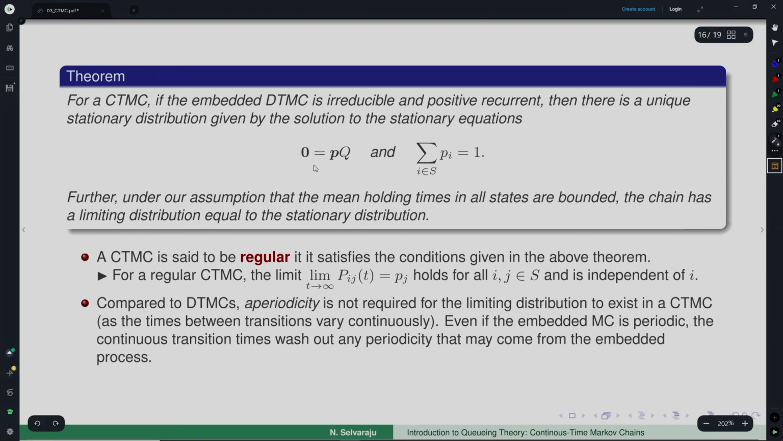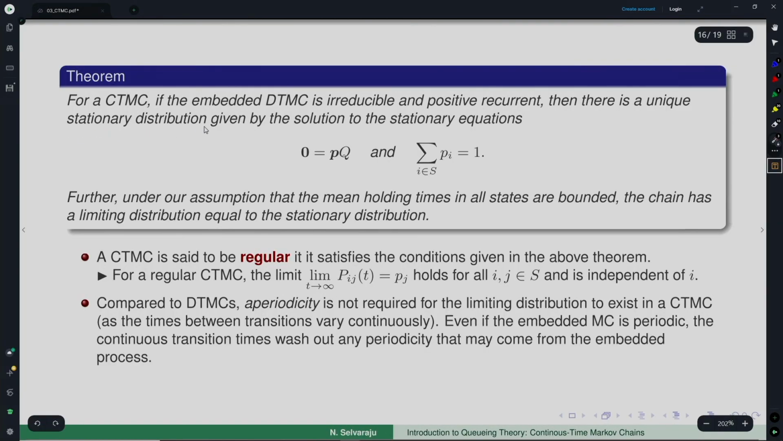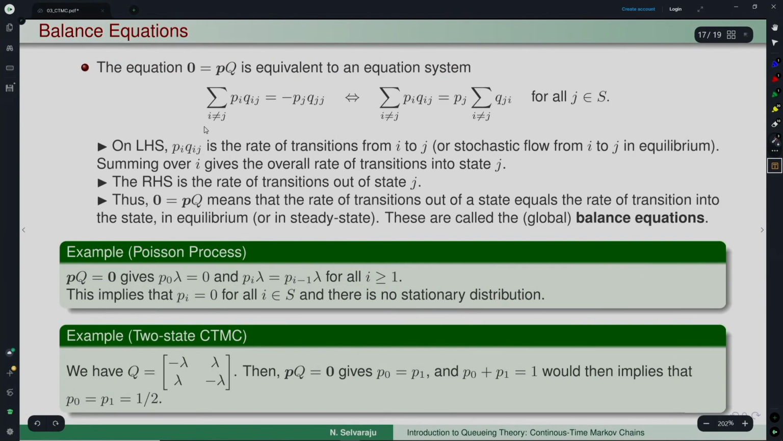Then whatever you have obtained as a solution to this set of equations will give you the probabilities of finding the continuous time Markov chain in a particular state a long time from now. The interpretation is by a limiting distribution, or the long run fraction of time you find the process in a particular state. This is basically from the stationary distribution point of view, right? So you can have both interpretations for this pi that we have here.